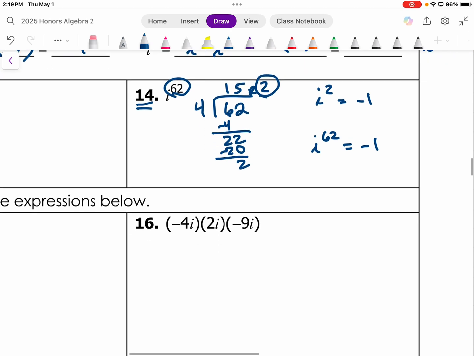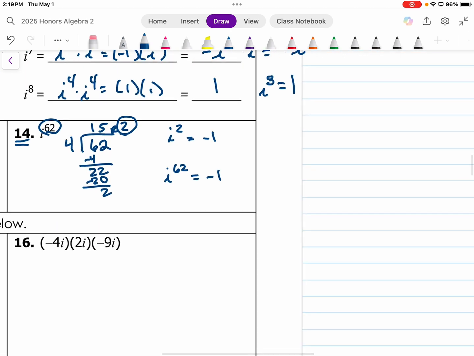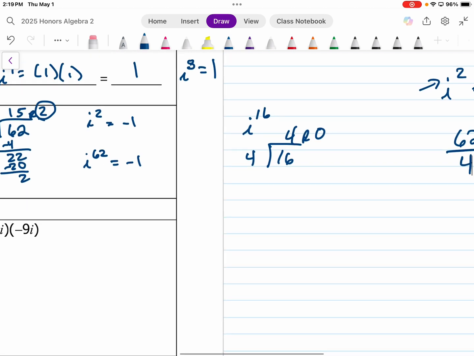So for example, I to the 16. 4 goes into 16 4 times, a remainder of 0. So this would be I to the 0 power, and we learned that anything to the 0 power is 1. So if the 4 divides into that exponent on the I evenly, your answer is positive 1.